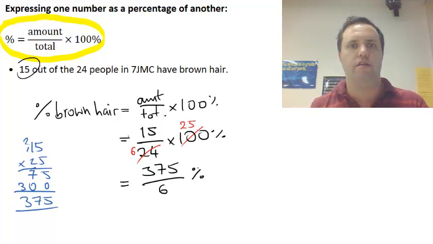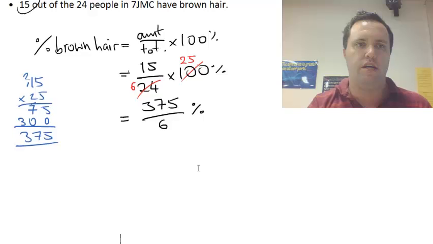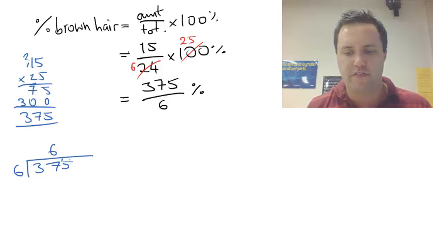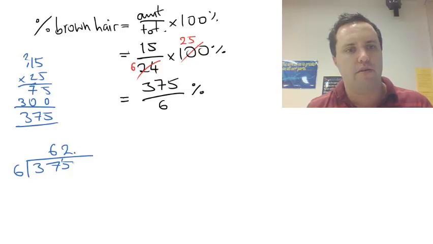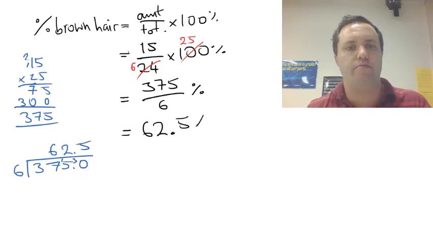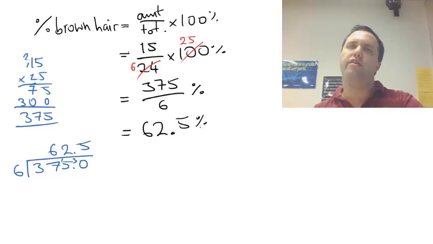You're thinking, what? 375 over 6%? That doesn't make any sense. So we do a little more work with our algorithms. 375 divided by 6. 6 into 37 goes 6 times, remainder 1. 6 into 15 goes twice, remainder 3. 6 into 30 goes 5 times, done. So this is equal to 62.5%. That's how we express one value as a percentage of another.